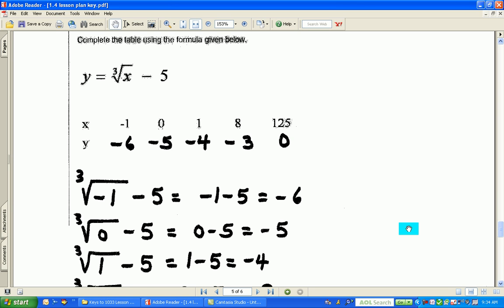Okay, ladies and gentlemen, we're going to finish the 1.4 material for Math 1033. There are two problems left. This problem that we're looking at now, y equals the cube root of x minus 5. You're given the x values in the table, but you're not given the y values, so you're asked to complete the table. Very important thing when you're reading this formula.